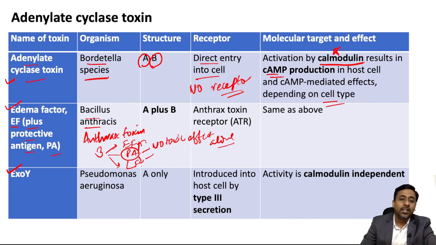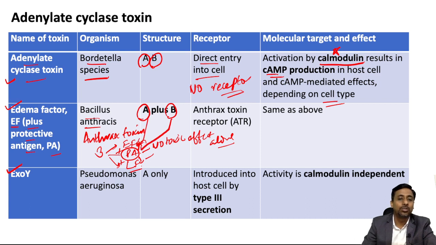However, if this EF, that is edema factor, is associated with that PA, that is protective antigen factor, it will become toxic. Or if this LF is associated with PA, it will become toxic. So this EF, which is associated with protective antigen, is an adenylate cyclase type of toxin. So the structure is composed of this A and this B. This B is PA and this A is EF.